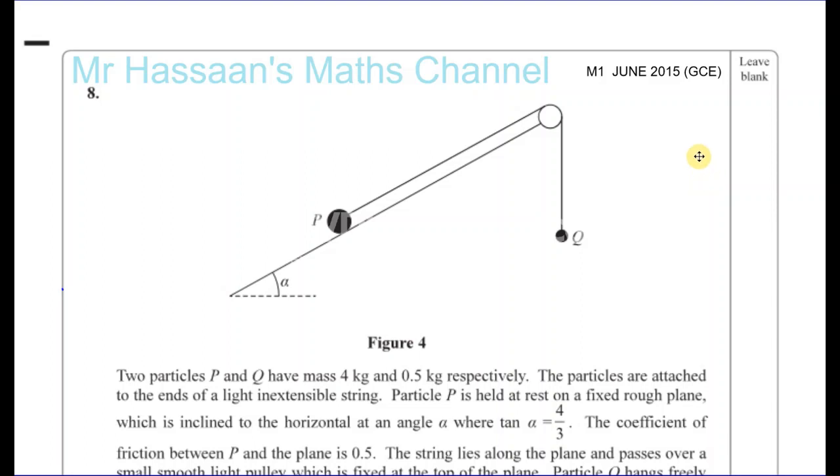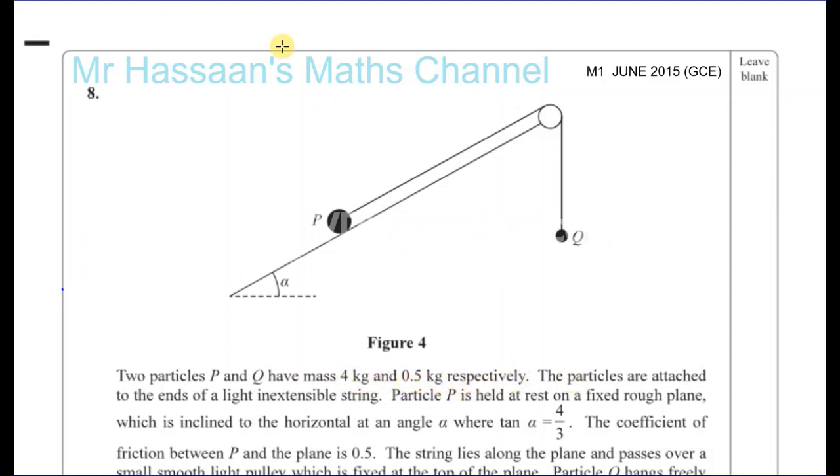I'm answering now a question from Mechanics 1, M1, June 2015, the GCE version, about connected particles and pulleys and inclined planes. Now, two particles P and Q have mass 4 kilograms and 0.5 kilograms respectively.